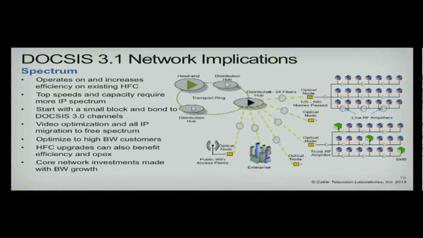You can optimize for certain parts of the network where you know you have high bandwidth customers, and that's where you'd start your deployments initially. And as you clean up the plant, clean up the coax, that's when you'd see more benefits for efficiency and operational expenses. And any investments back in the core would also help all the new bandwidth coming up through the access network.